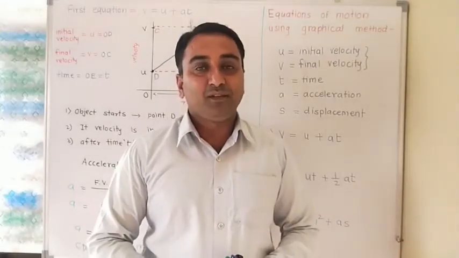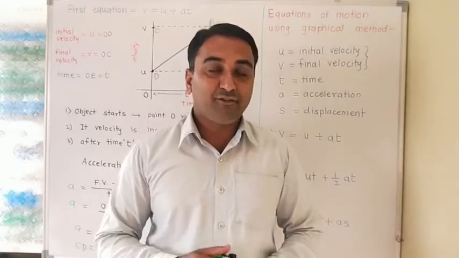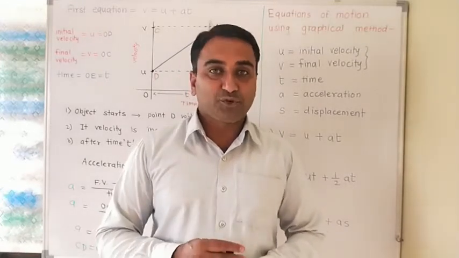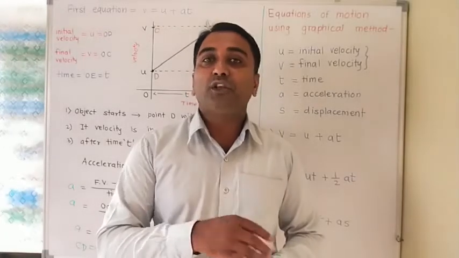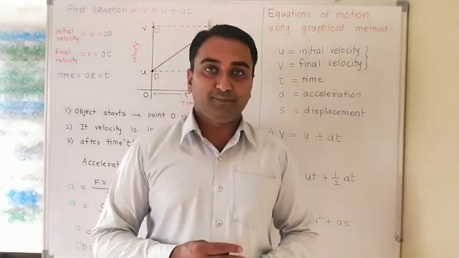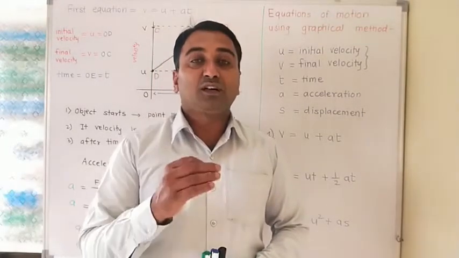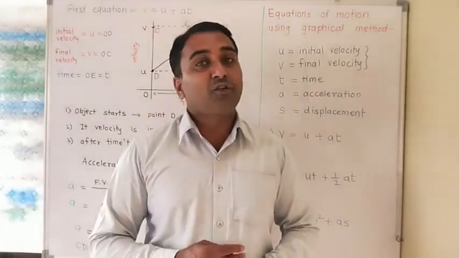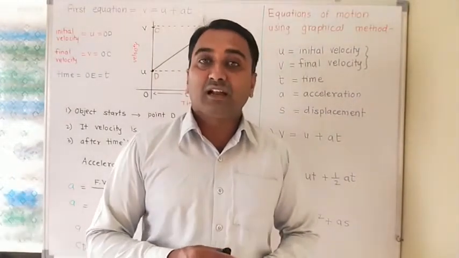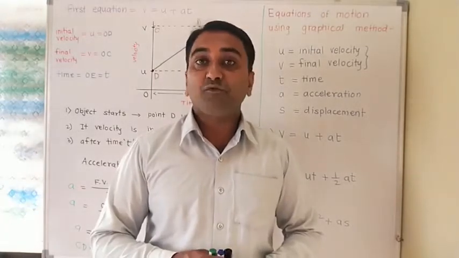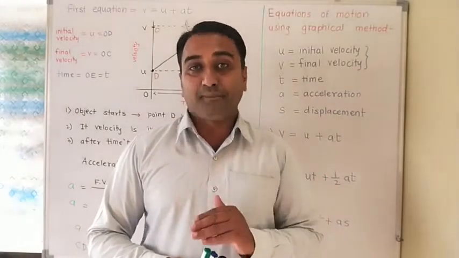Hello students. In the last session, we discussed the distance-time graph for uniform motion and non-uniform motion. For uniform motion, this graph is a straight line, and for non-uniform motion, the graph is curved. Then we discussed uniform velocity, and the graph of velocity versus time for uniform velocity. And then we discussed the graph of velocity and time for uniformly accelerated motion, that means acceleration is the same.